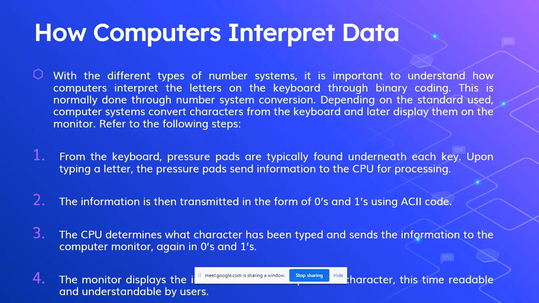So first, from typing the keyboard, pressure pads are typically found underneath each key. Upon typing a letter, the pressure pad sends information to the CPU for processing. Next step, the information is then transmitted in the form of zeros and ones using the ASCII code. So, mamaya makikita natin kung ano yung corresponding codes ng characters sa keyboard using the ASCII table.